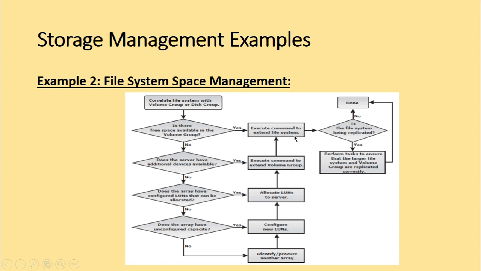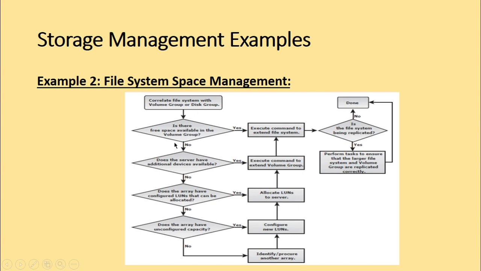and then we check a condition: is the file system being replicated? If yes, we need to perform the task to ensure that the larger file system and the volume group are replicated correctly. If no, we terminate this particular activity, which ensures that the file system is not replicated.